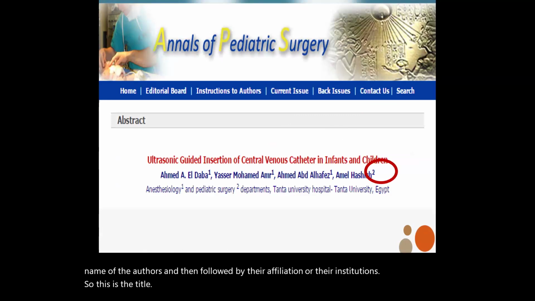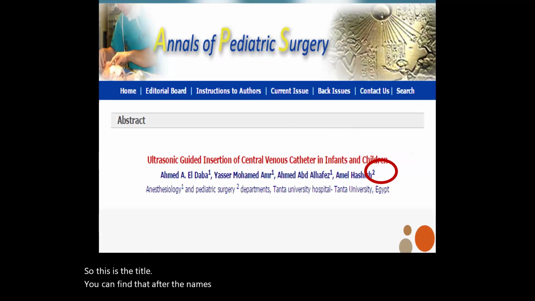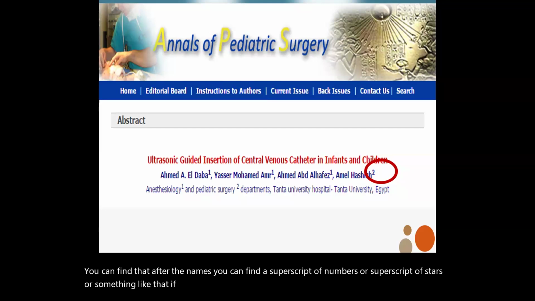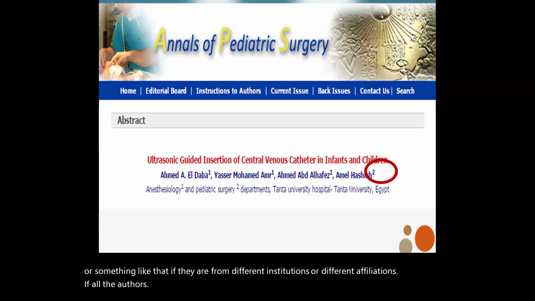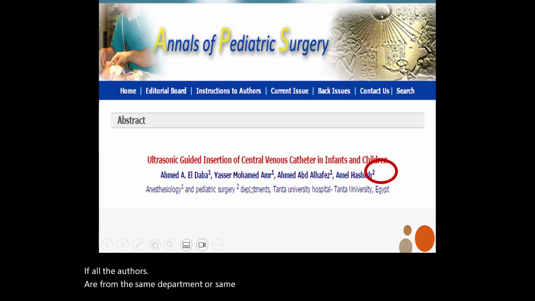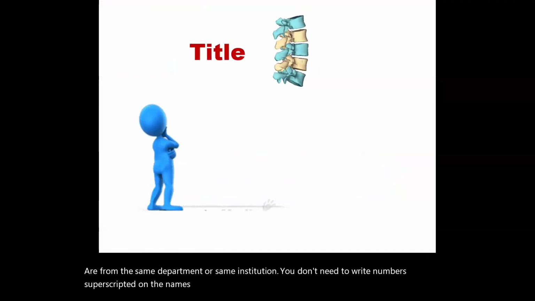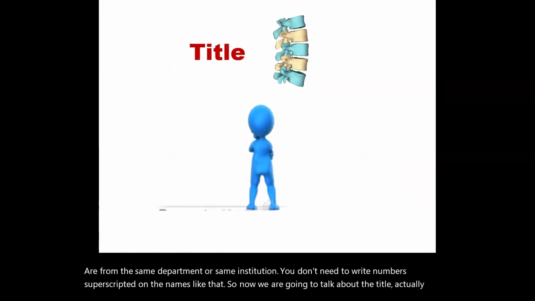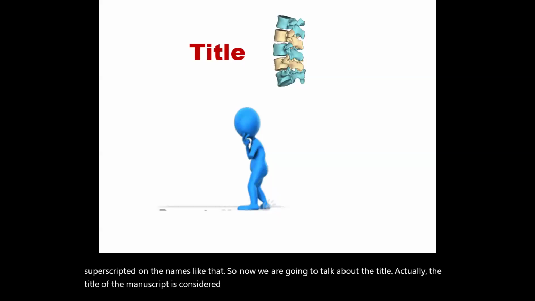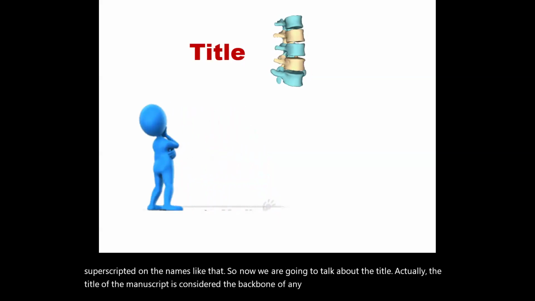You can find that after the names, you can find a superscript of numbers or stars or something like that, if they are from different institutions or different affiliations. If all the authors are from the same department or same institution, you don't need to write numbers superscripted on the names. So now we are going to talk about the title. Actually, the title of the manuscript is considered the backbone of any research project or any research article.